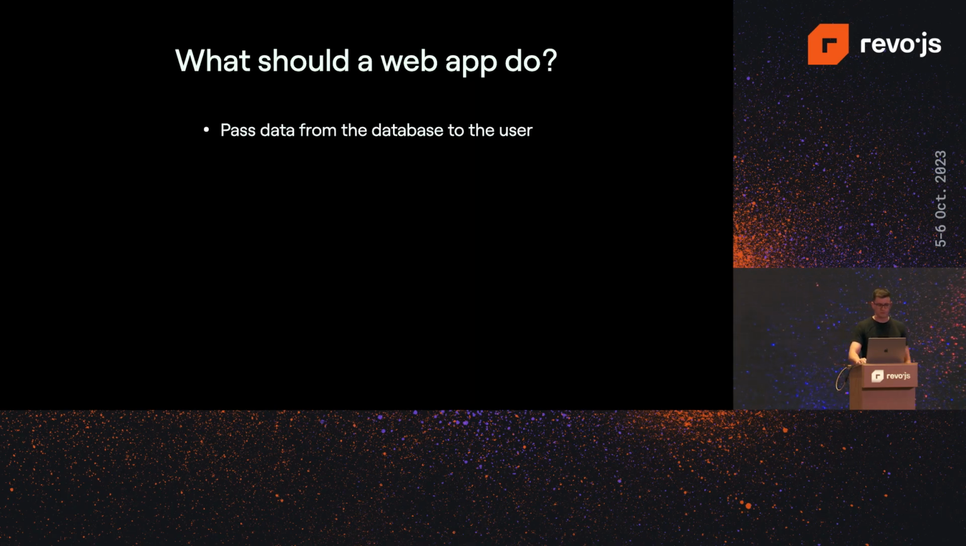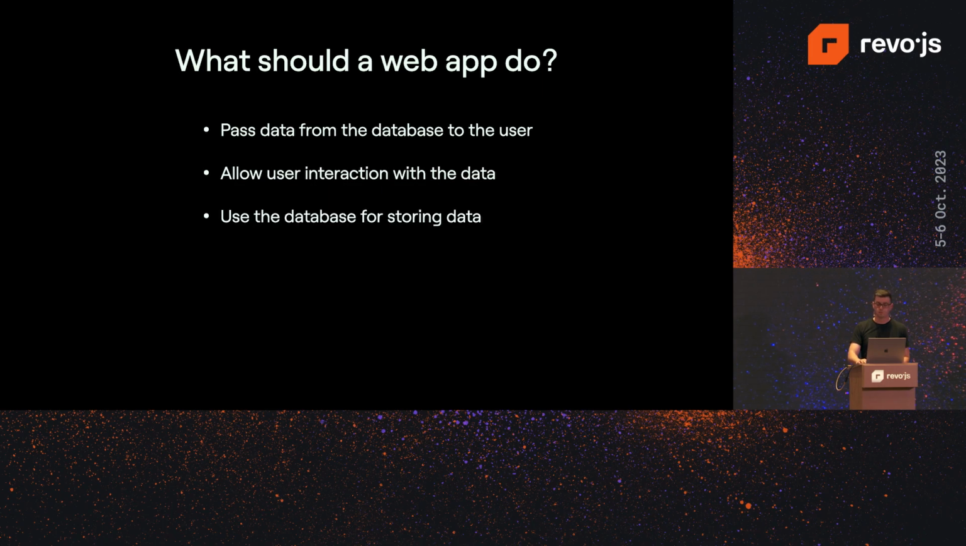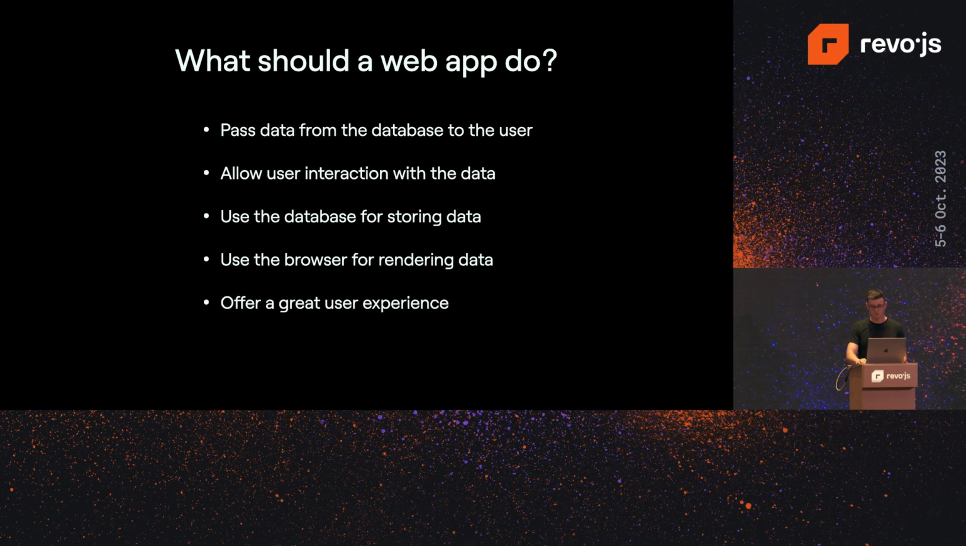In its most basic form, we want to pass the data from the database to the user. We want to allow the user to interact with the data. We want to use the database for storing data, because it's the place that makes most sense. We want the browser to render HTML data, because this is what it was built to do. We want to offer a great user and developer experience, right? So how can we achieve all these things?